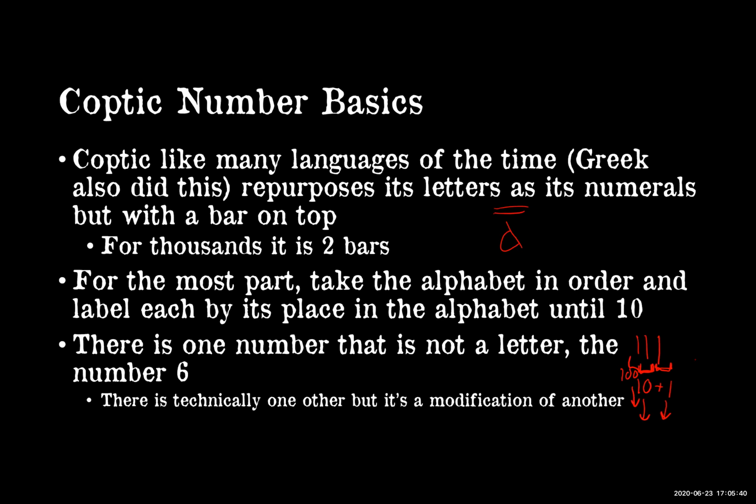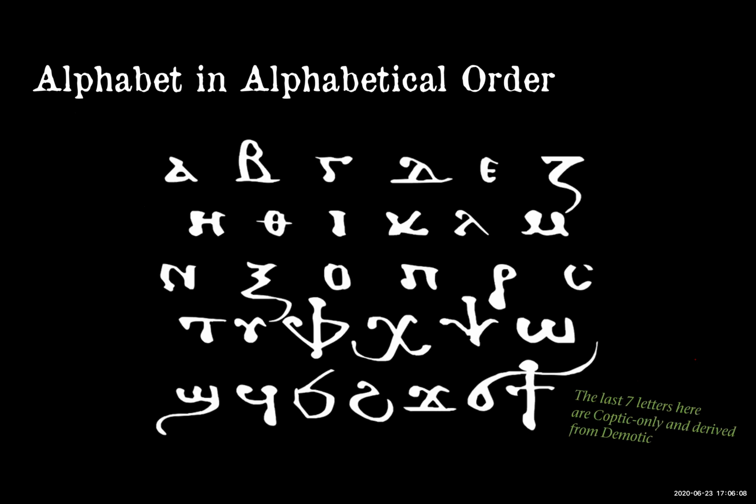There are two numbers. I know it says 1. I'm going to explain. It explains itself by the second bullet point. There are two numbers that are not a letter. So the first one is the number 6, and the second one is the number for, I think, 90. Either 90 or 900. We'll see later. It looks just like another letter with a line through it. So we'll cover that soon.